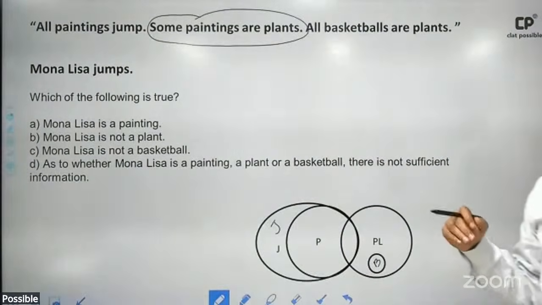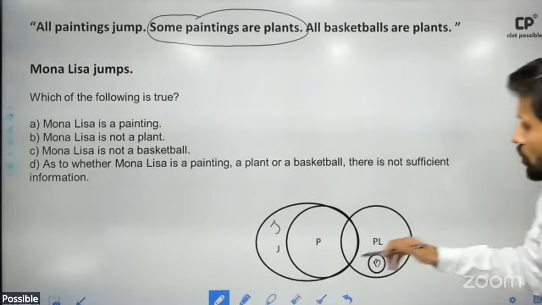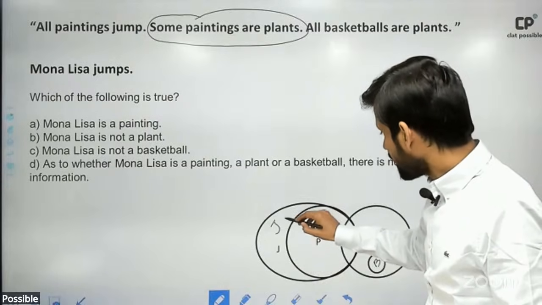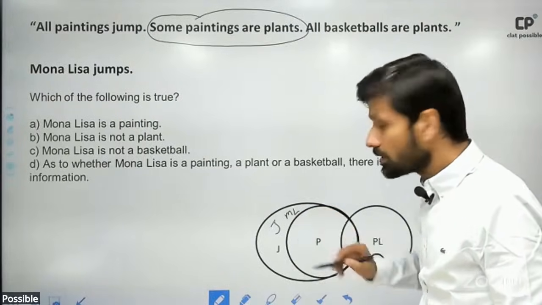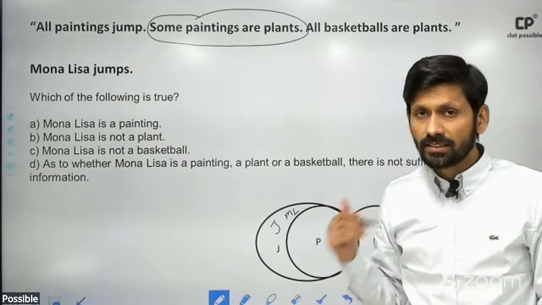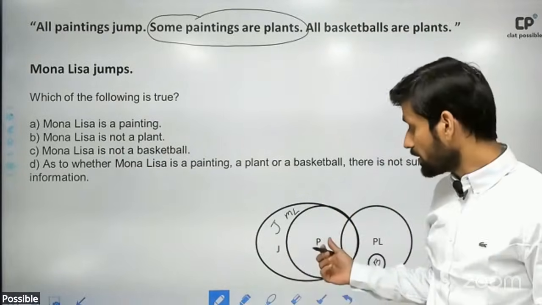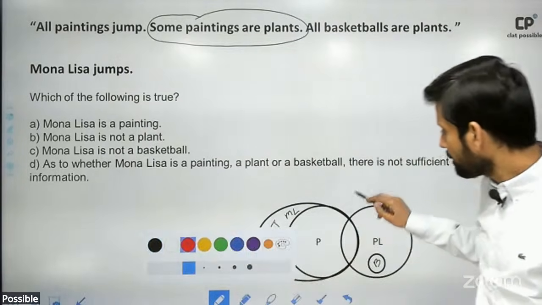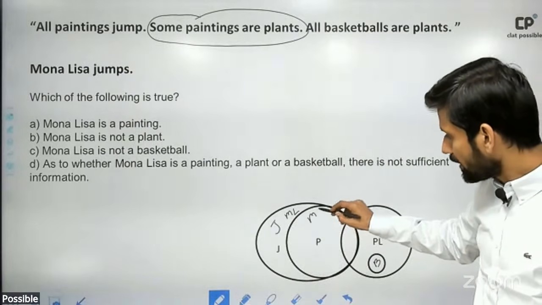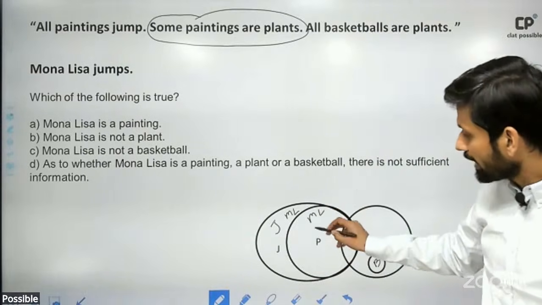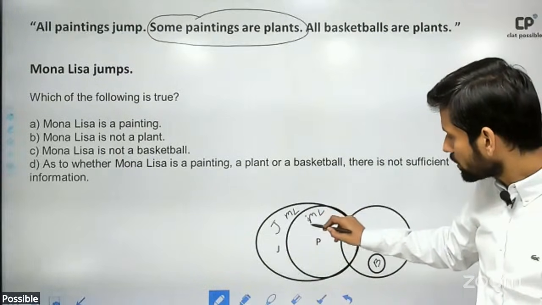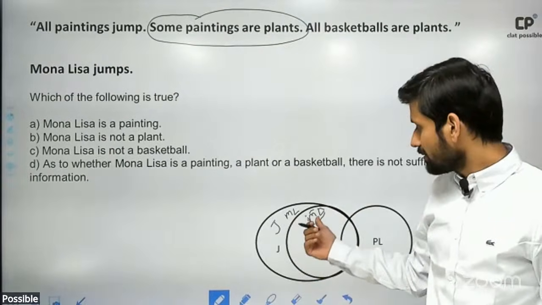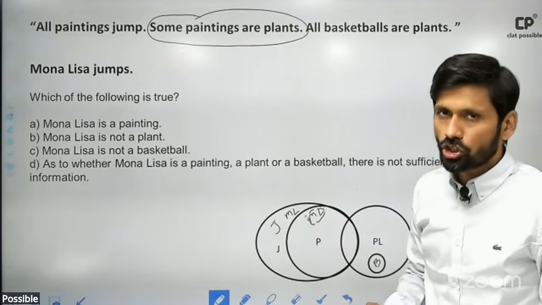So the statement is Mona Lisa jumps. So Mona Lisa jumps, right? Maybe Mona Lisa is somewhere here. She jumps in the sense she sits in the outer circle. Is she also in the inner circle? We are not sure. It could be the case, right? Again, I use the red ink. It could be the case that Mona Lisa is somewhere here. Did not change the ink, but anyway. So it could be the case, I'll just draw this dotted sort of circle. It could be the case that Mona Lisa is in the P circle, but we are not sure, right?